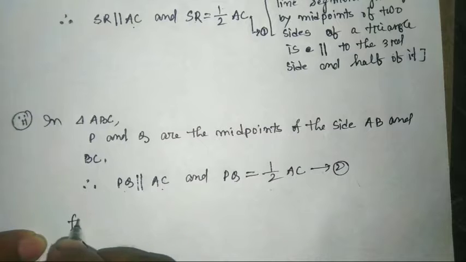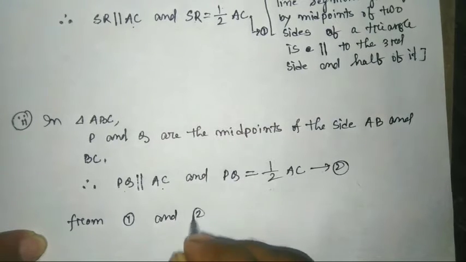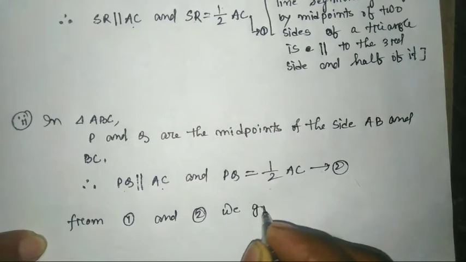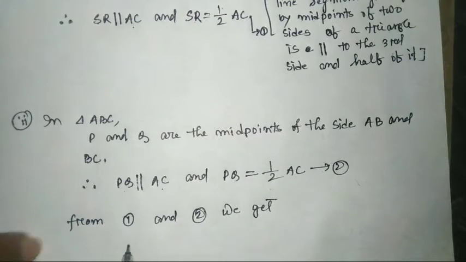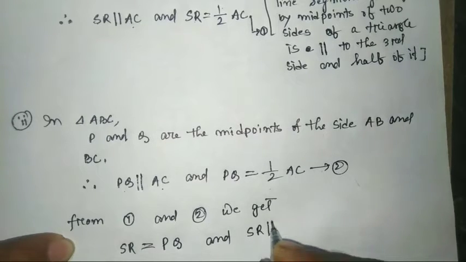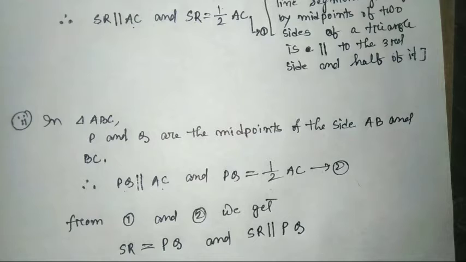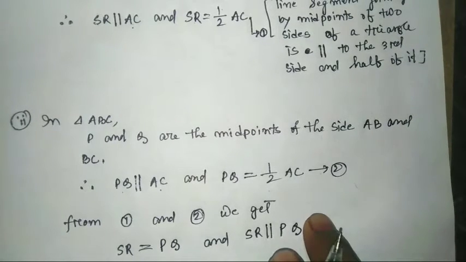From equation 1 and 2 we get, what do we get? SR is equal to PQ and SR is also parallel to PQ. Why have I written SR is parallel to PQ?